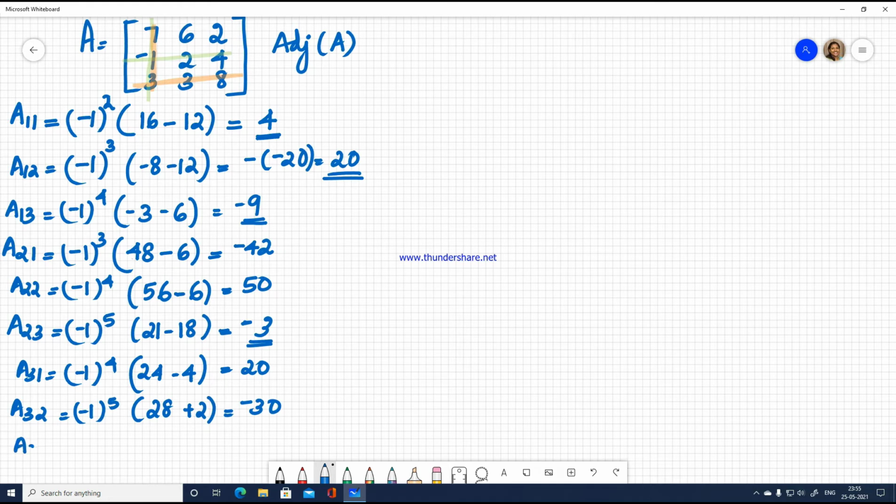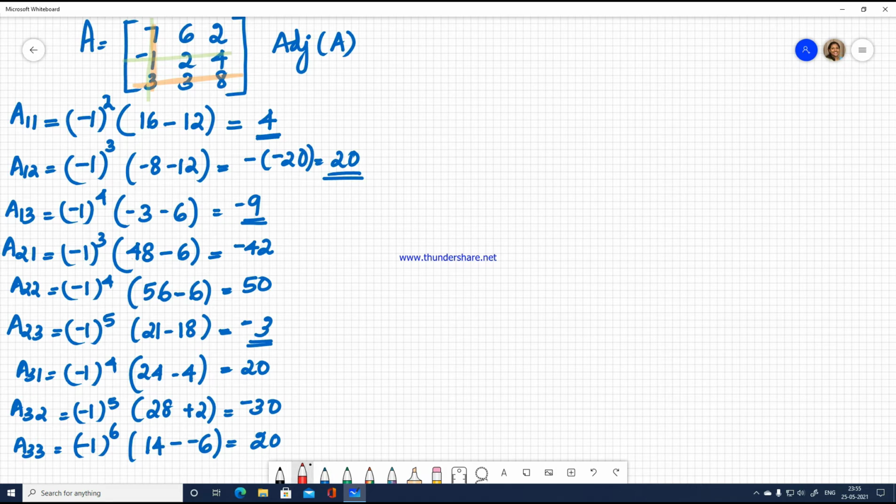Then A33 is equal to (-1) raised to 3 plus 3, that is 6. So you cover this particular column and the row, you'll get it as 14 minus of minus 6, that is positive 20. So these are the cofactors. We found all the cofactors.